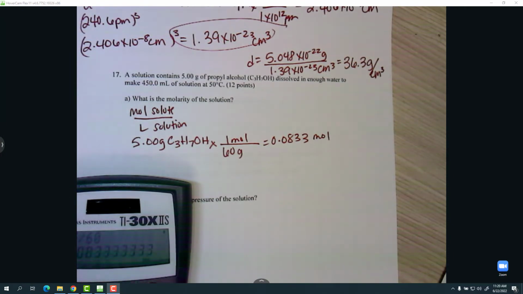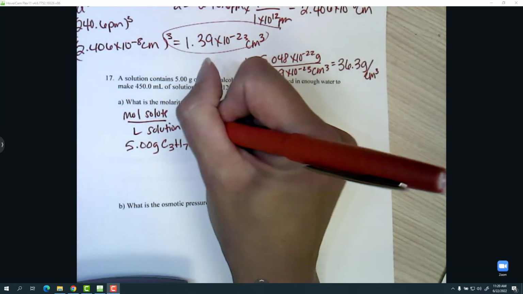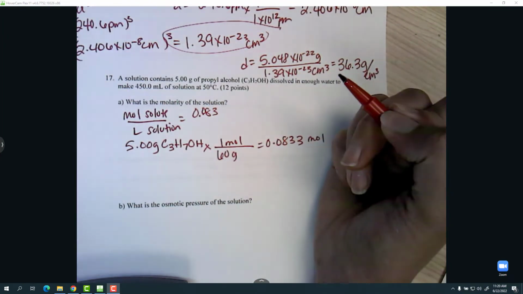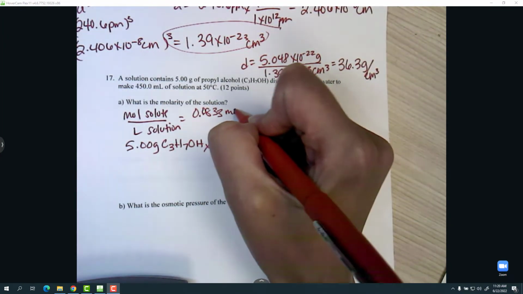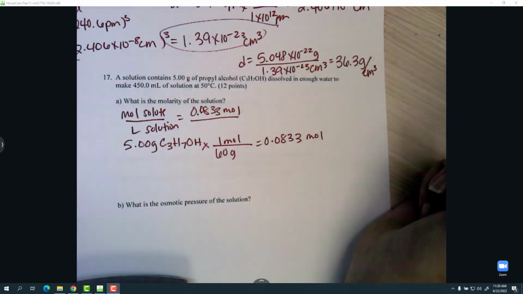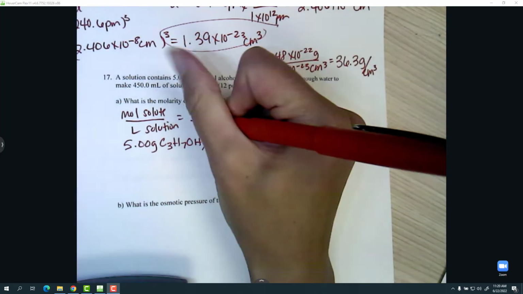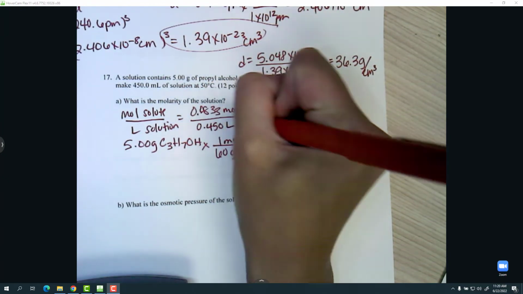All right, so 0.0833 moles. And then I have a total of 450 milliliters of solution. Molarity is very specific that I need liters, so 0.450 liters.